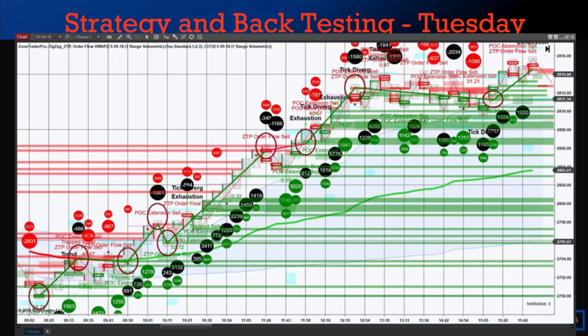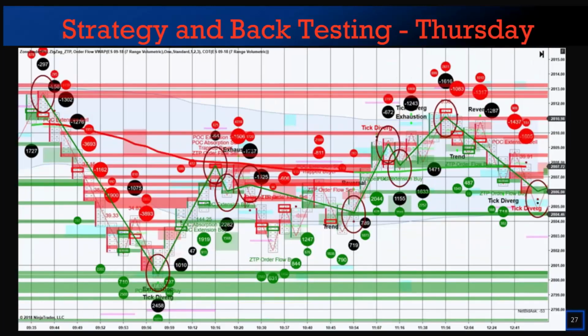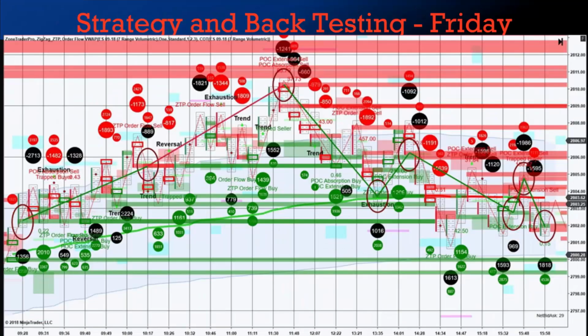But generally there's always several trades that are going to get you that 4 points in just one move. Here's Thursday, a pretty busy day. Here's one of the significant losses right there. Here's one of the other losses right there on Friday. But all in all, a fairly decent strategy.